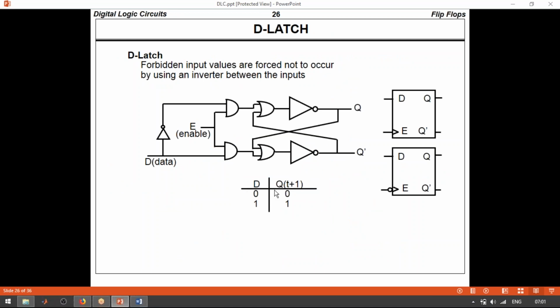That's why you are having only two states. This is a normal RS flip-flop, in which we are interconnecting these two terminals with the NOT gate. So if the input is 0, then the output will become 0, and if it is 1, then the output will become 1. That's why it is called a D latch or transparent latch. That means whatever input we give, that is coming at the output side.